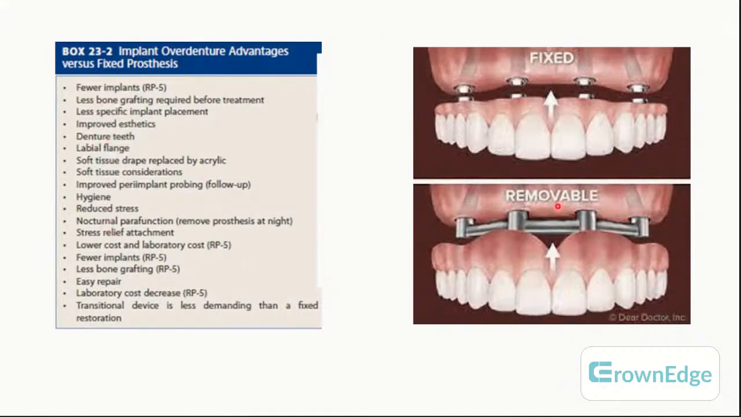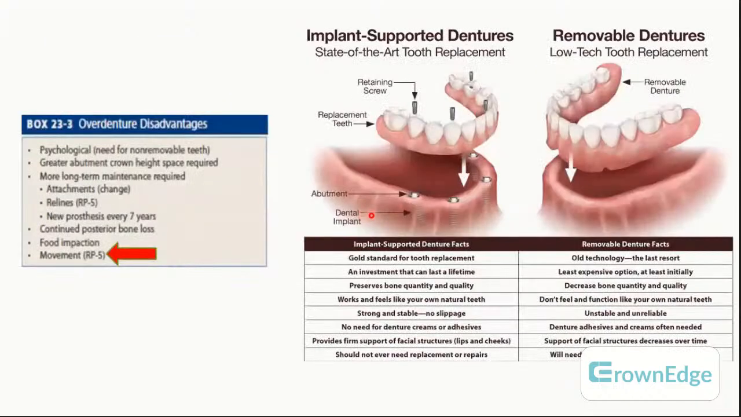We still prefer a removable. If the patient insists on a fixed, we don't have a choice. We gauge it. But you should know the majority of cases, a removable is possible. Okay. So now you have to know what is an implant-supported overdenture and a removable denture.